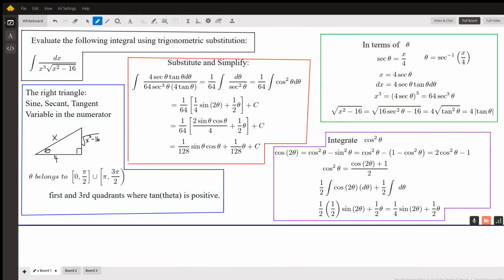Okay, this question was posted several years ago, but I had a student who came across it and asked if I could help. So here we go. This is the problem. Evaluate the following indefinite integral using trigonometric substitution.